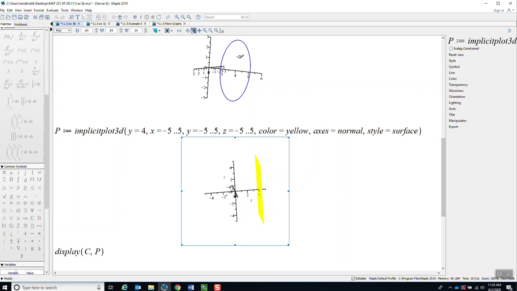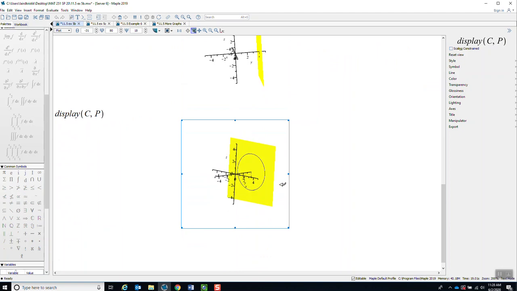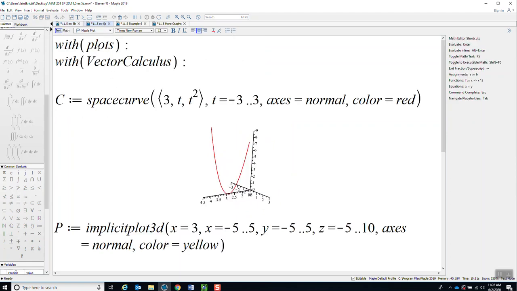Now if I want to see the circle appear in this plane, like I know it should, I can just display both C and P. And now I can really see my circle lies completely within the plane, y equals 4. All right, let's go on to example 5c. Notice that I did my with(plots) and my with(VectorCalculus) because I did this as a new document. I didn't do them all in the same one just to make it a little easier for us to follow.